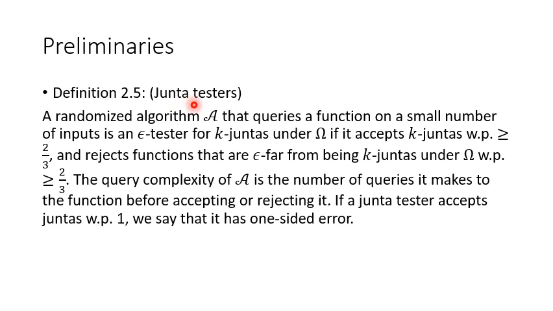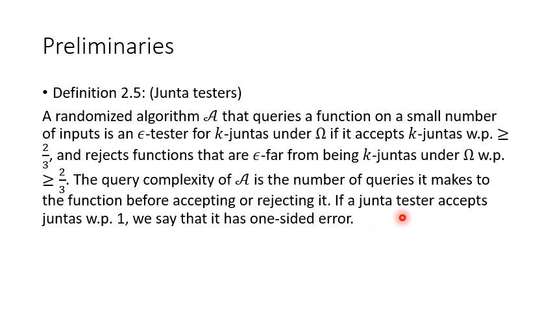Let's now define junta testers. Their definition comes from the more general context of property testing. So a randomized algorithm A that queries a function on a small number of inputs is an epsilon tester for k-juntas under the probability distribution omega if it accepts k-juntas with probability at least 2/3 and rejects functions that are epsilon far from being k-juntas under omega with probability also at least 2/3. The query complexity of A is the number of queries it makes to the function before accepting or rejecting it.